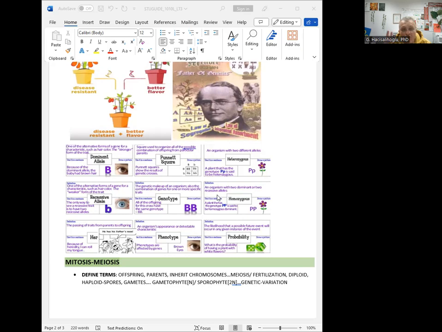He also looked at 2 gene problems. So the 3:1 ratio is a 1 gene problem. But he also looked at 2 gene problems, like seed color and seed shape. And then his F2 ratio was 9:3:3:1. So also remember that.